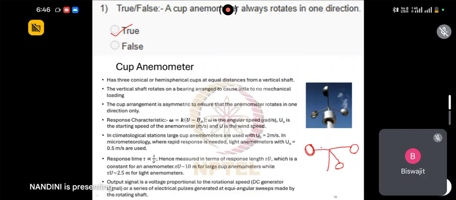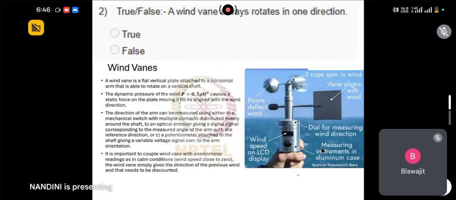The vertical shaft is free to rotate to cause little or no mechanical loading, and the cup arrangement is asymmetric to ensure that the anemometer rotates only in one direction. In this wind measuring instrument there is another thing known as the wind vane. The cups give you the cup anemometer, and the wind vane is a flat vertical plane attached to a horizontal arm, able to rotate on the vertical shaft.